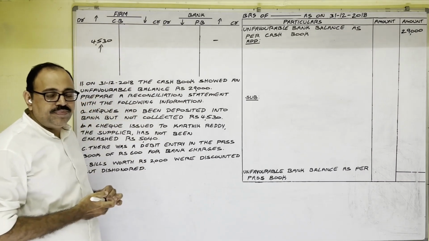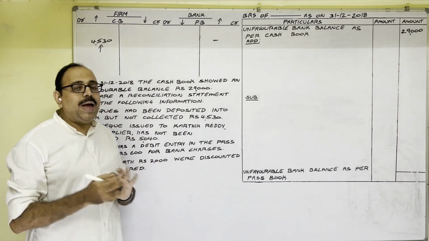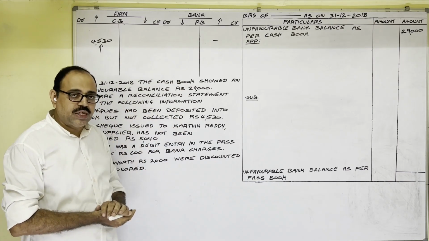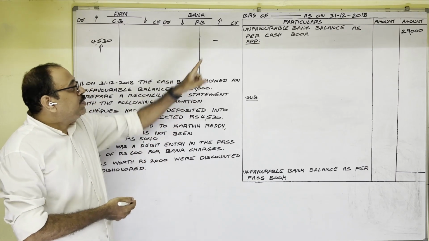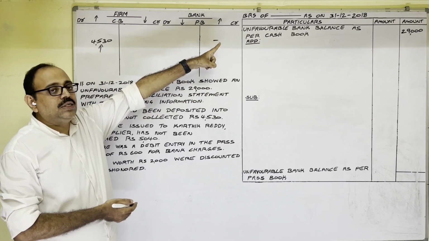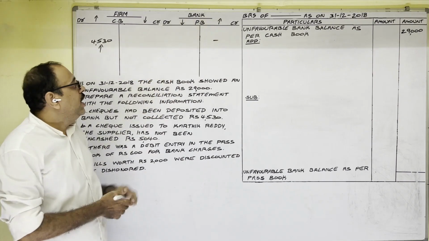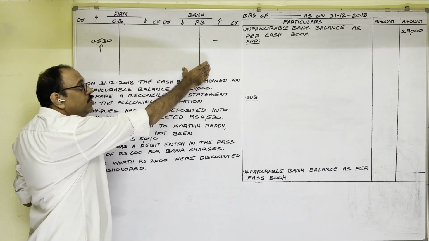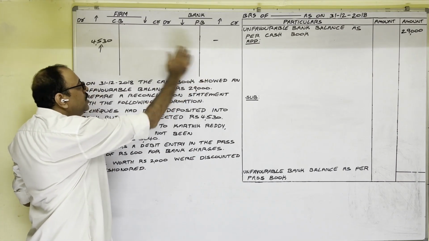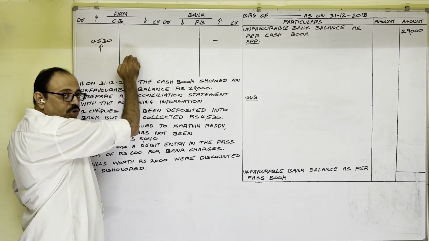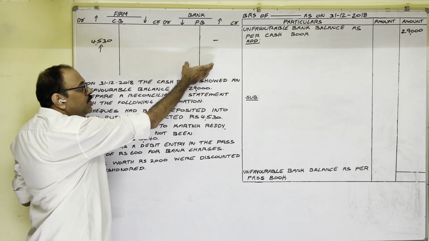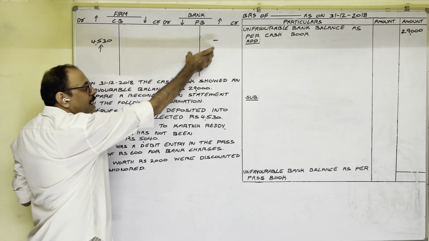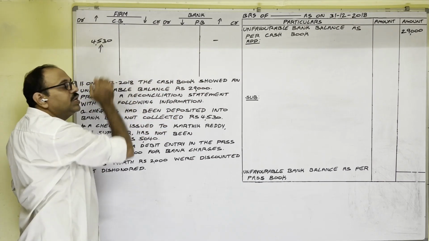This was what happened. If it is a favorable bank balance, how to do this problem? In previous videos I explained. As per cash book, if a favorable balance is given, what is the rule? Adjust the cash book as per the passbook. As per passbook, if the bank balance is constant, here also we have to make the balance constant. If the bank balance increases, we should increase in the cash book. If the bank balance decreases, we should also decrease.